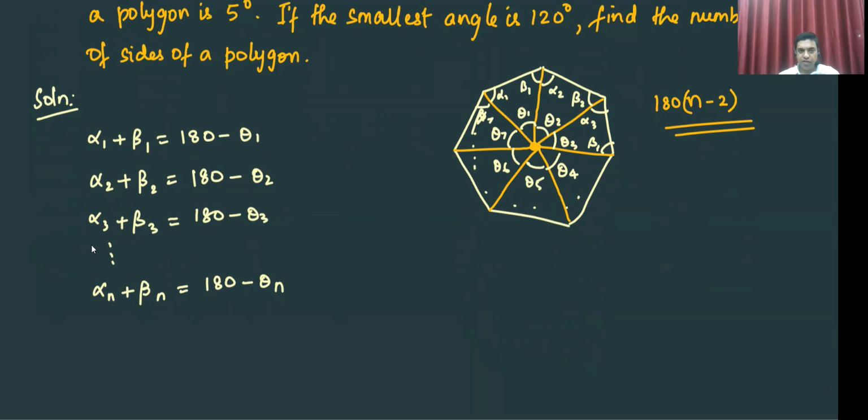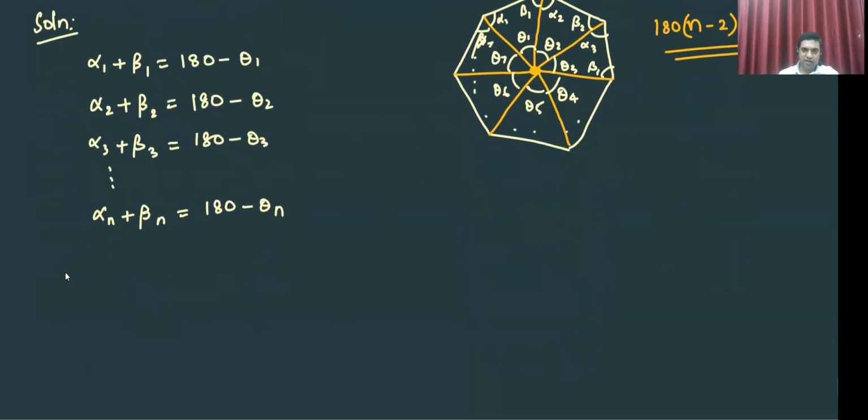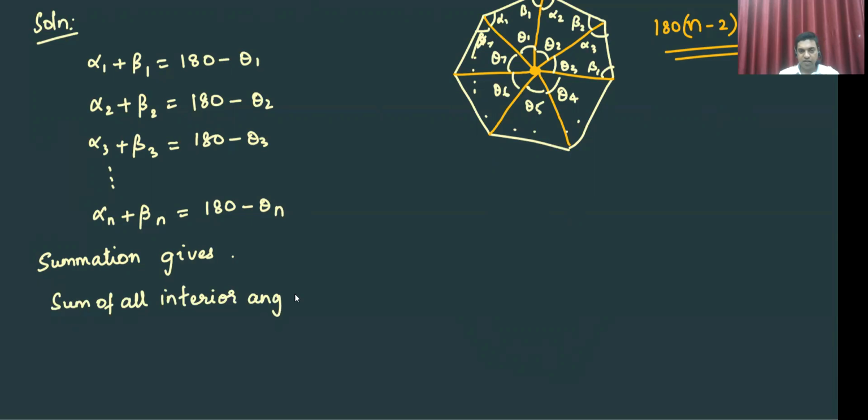Beta 2 plus alpha 3 gives another interior angle. Beta 3 plus alpha 4 will give like that, and then beta n plus alpha 1 will give another interior angle. So when you do this summation, it will give us the sum of all interior angles of a polygon on the LHS.